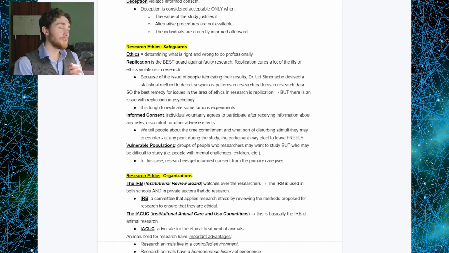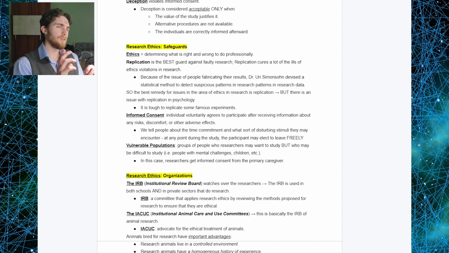Talking about informed consent, individuals voluntarily agree to participate after receiving information about any risks, discomfort, or other adverse effects that they may experience. We gotta tell people about the time commitment and what sort of disturbing stimuli they may encounter. And because of this informed consent, we also gotta mention that at any point during the study, the participant may elect to leave freely. No consequences.